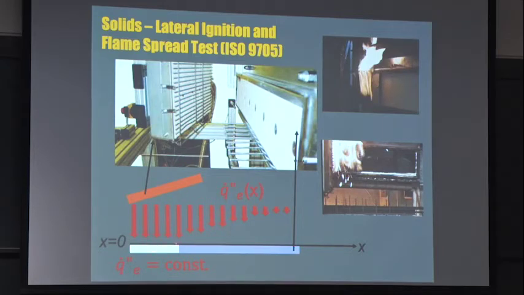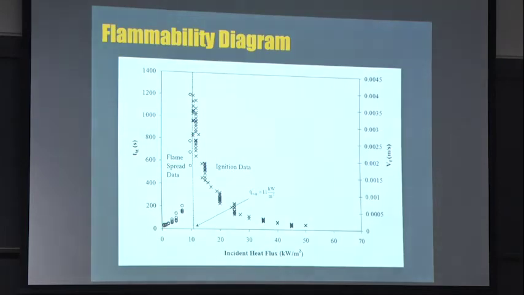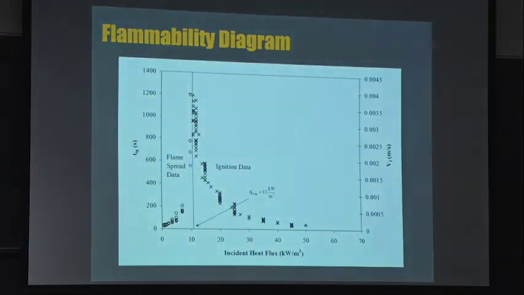The flame starts, and then it starts spreading into a material that is in thermal equilibrium with the external heat flux. Okay? And you will see why he does that. So, by doing that, he constructs a flammability diagram. Okay? Now, the flammability diagram is very interesting.